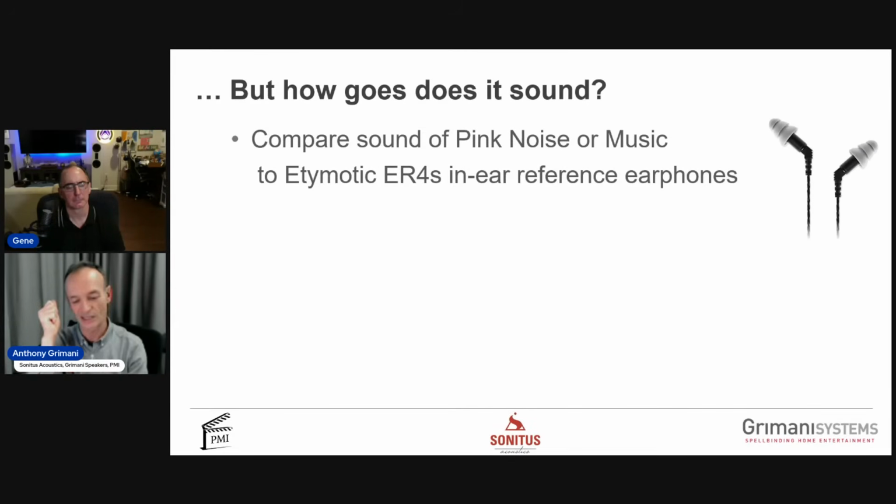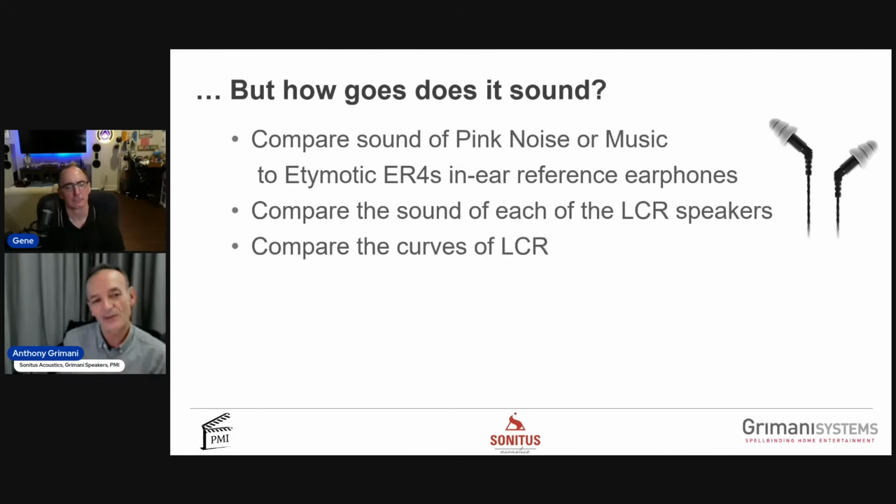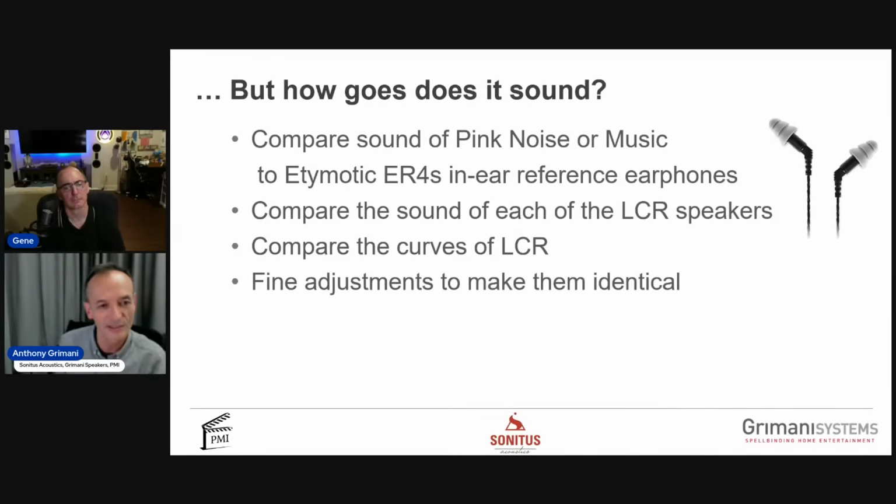I think of snare as like a little burst of pink noise. Is the hi-hat sounding the same? Are the cymbals sounding the same? Just listen across all of that and make sure it sounds the same. And then I usually start with one speaker at a time, and then compare that the three speakers sound the same to each other as you play the sound across them, and then do some final tuning.